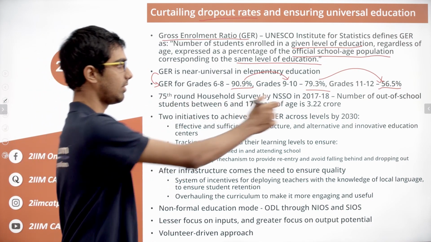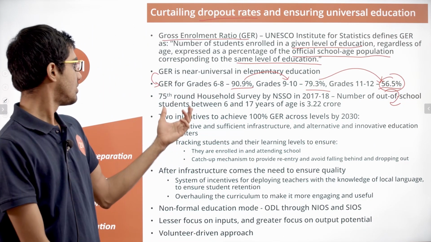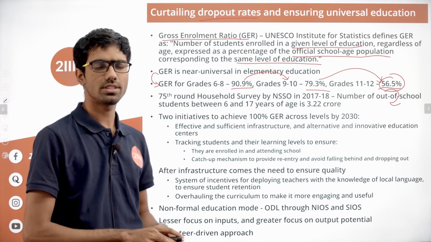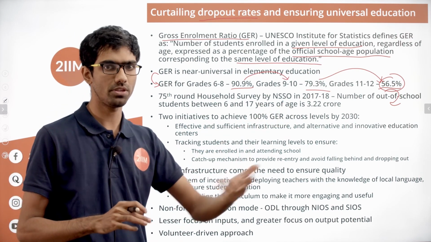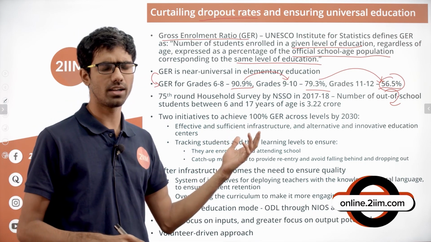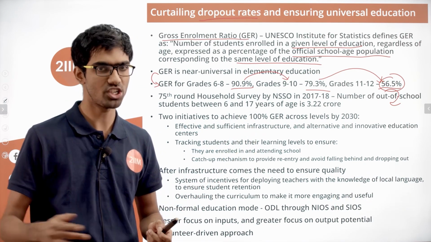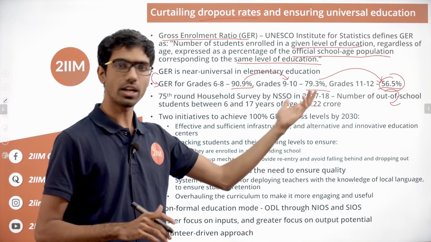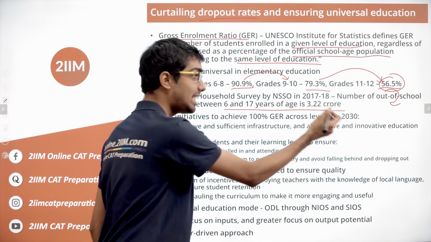So this point is what is being touched upon in the following point. There is a survey that happens by NSSO. NSSO is the National Sample Survey Office, which takes different types of surveys. It comes under what we call MOSPI, the Ministry of Statistics and Programme Implementation. That survey got done in 2017-18, and it says there are these many people.